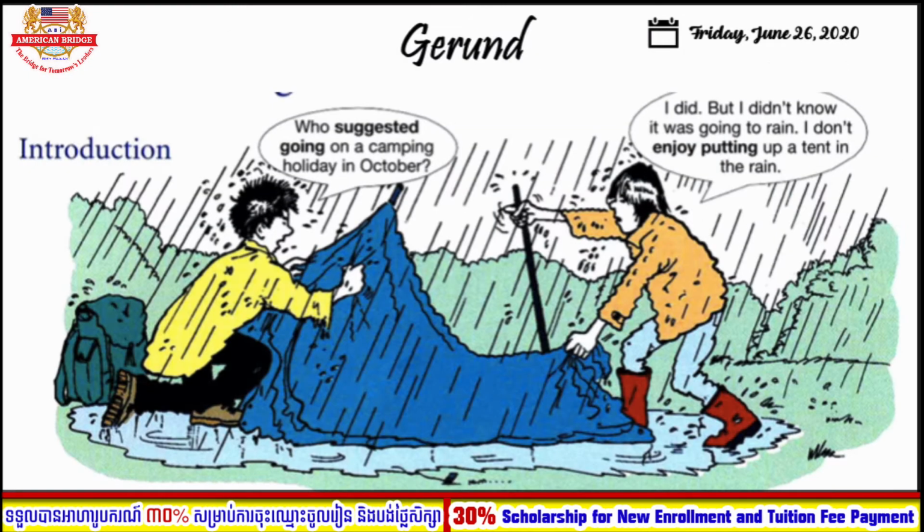The second one is the gerund. So gerund refers to the verb that we need to add ing to. As in the example, the boy said, who suggested going on a camping holiday in October? So suggest doing something. You cannot say suggest to do something, which is wrong. We need to use the gerund form with the verb suggest.